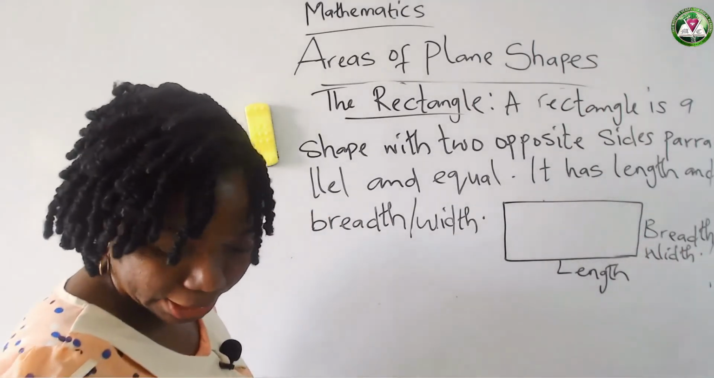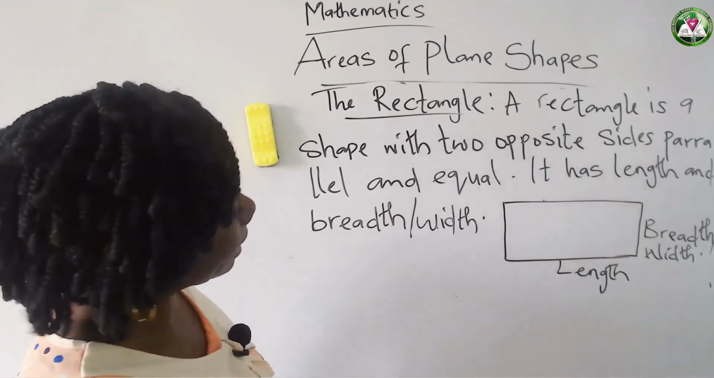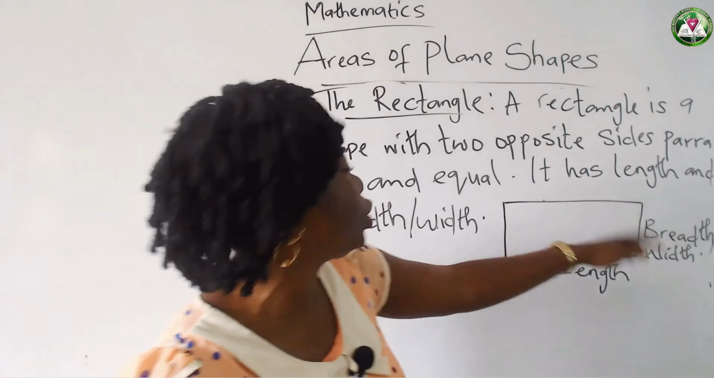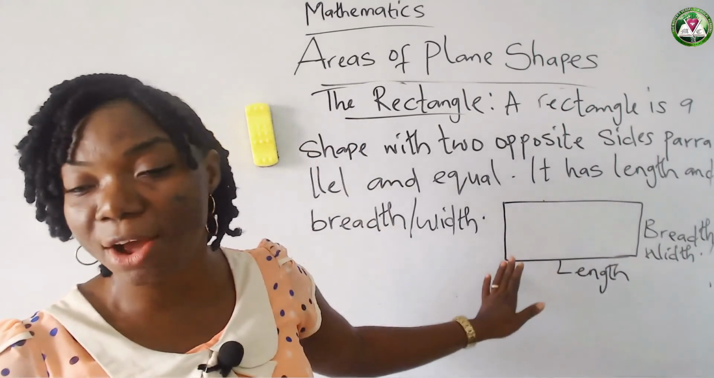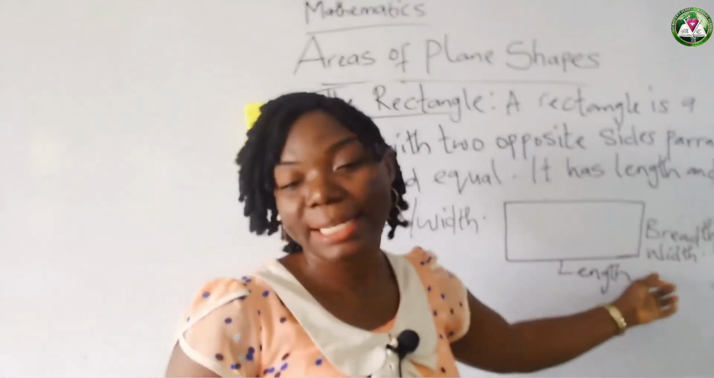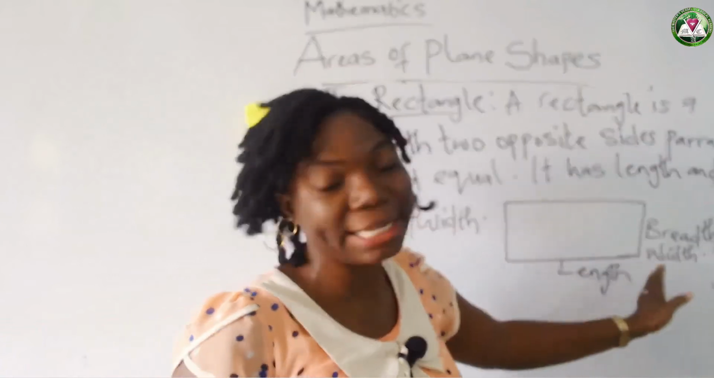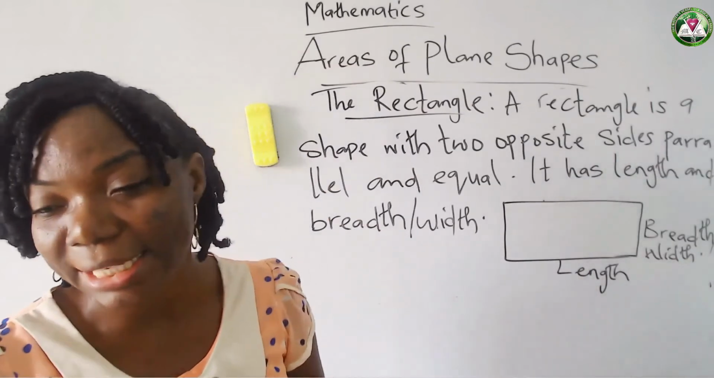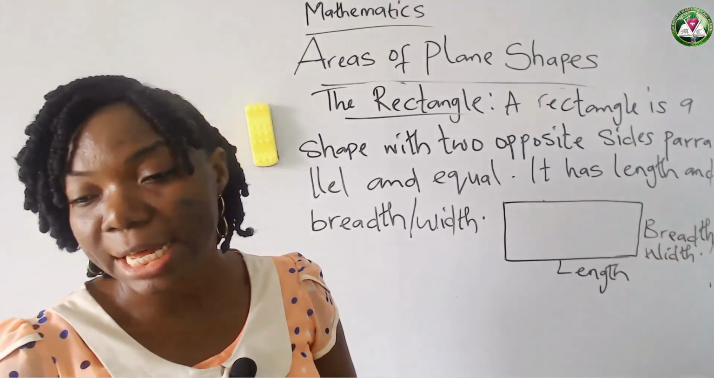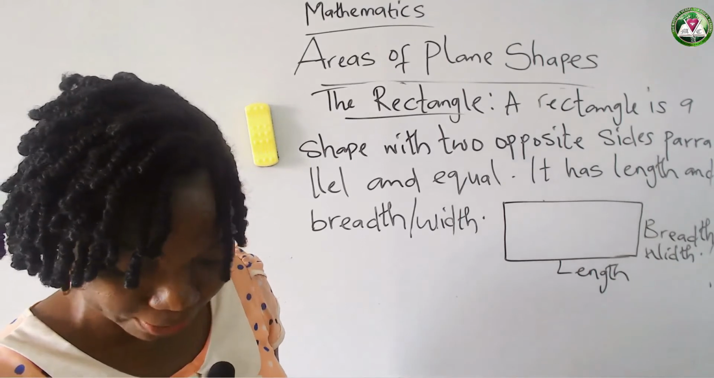Now, this is a rectangle. This shape on the board is the shape called rectangle. To find the area of a rectangle, you multiply the length by the width or breadth. Is that clear? That is L times either B or W. That is how to find the area of a rectangle.